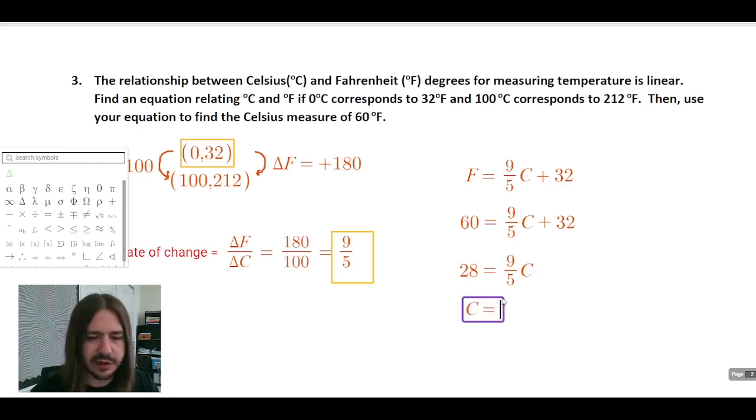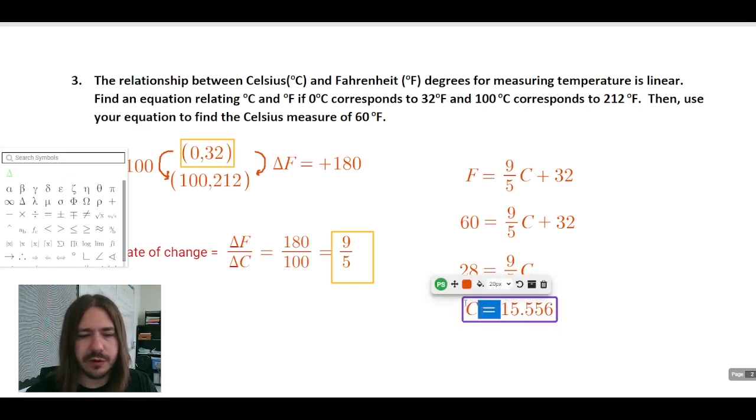So the Celsius is going to be 15.55. I'll just round up the third decimal point so I don't have to go too far here. This is going to be approximate because we are rounding. You don't really have to go this far out. If you just want to say 15.6, that's good too. And that's going to be degrees Celsius.